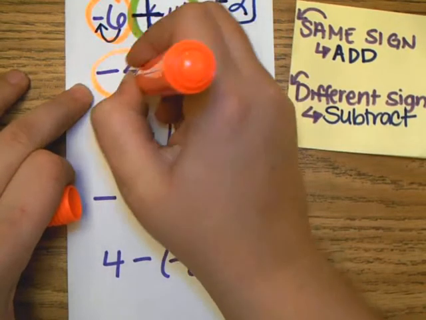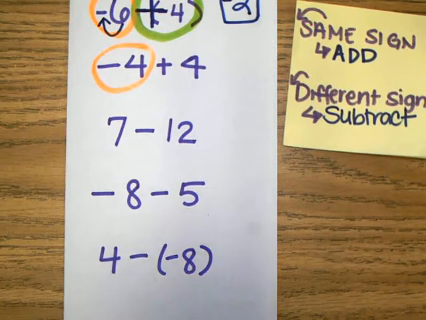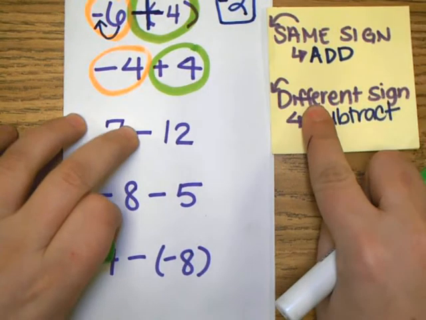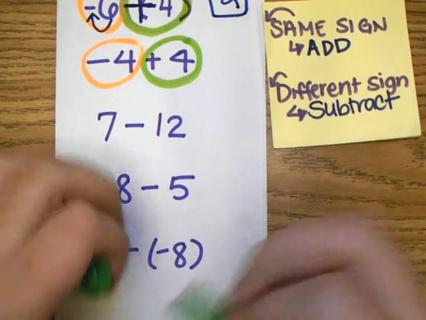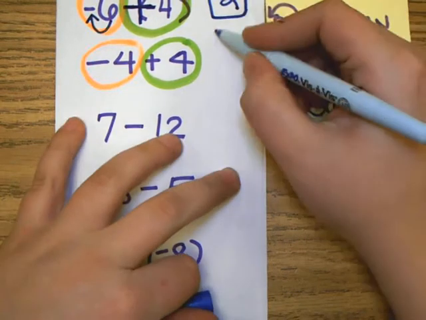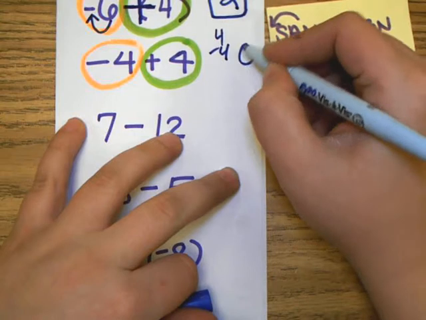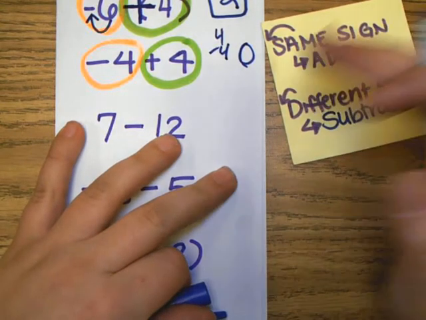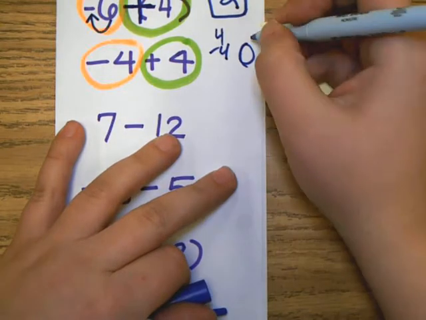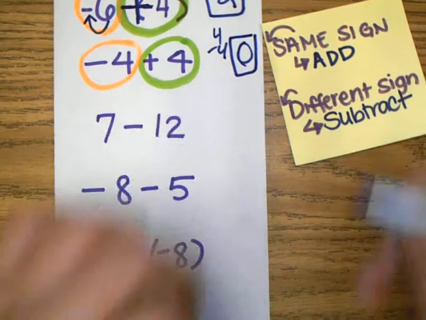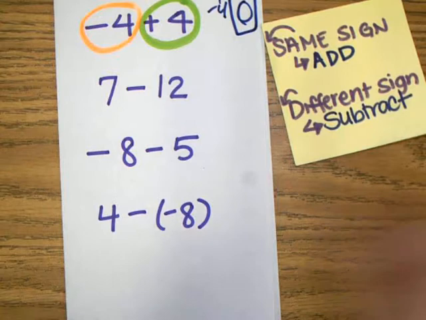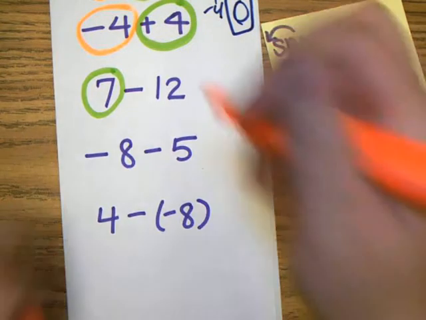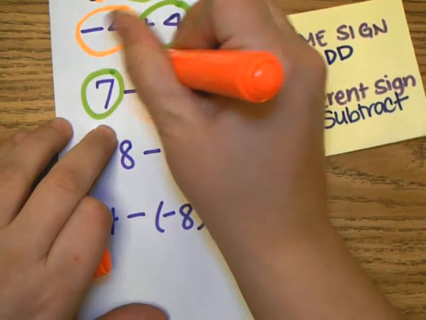And feel free to pause this video and try any of these next ones on your own, and then push play, see how you did. We have a negative 4 and a positive 4. They're different, so you subtract. So 4 take away 4 is 0. And there is no need to look in front of the bigger number because 0 is not negative or positive. So it's just 0.